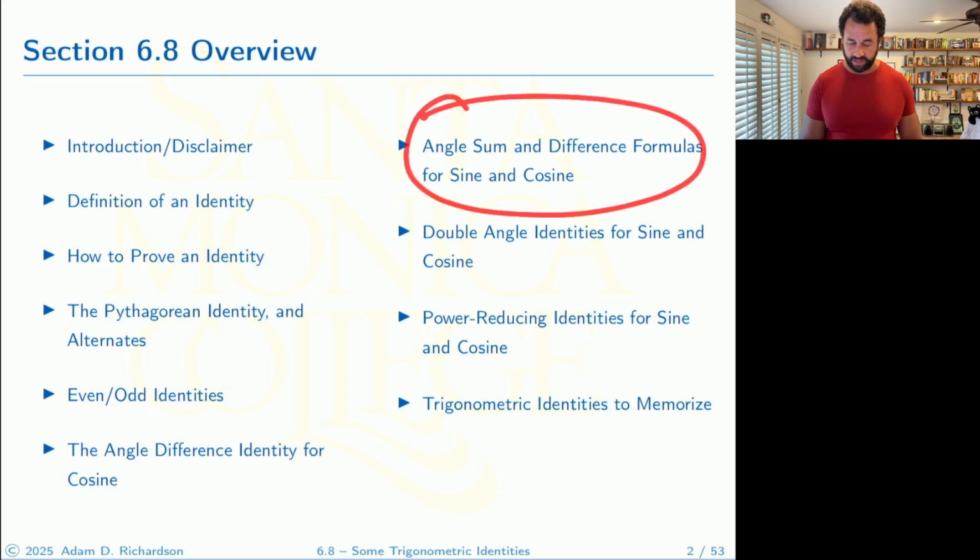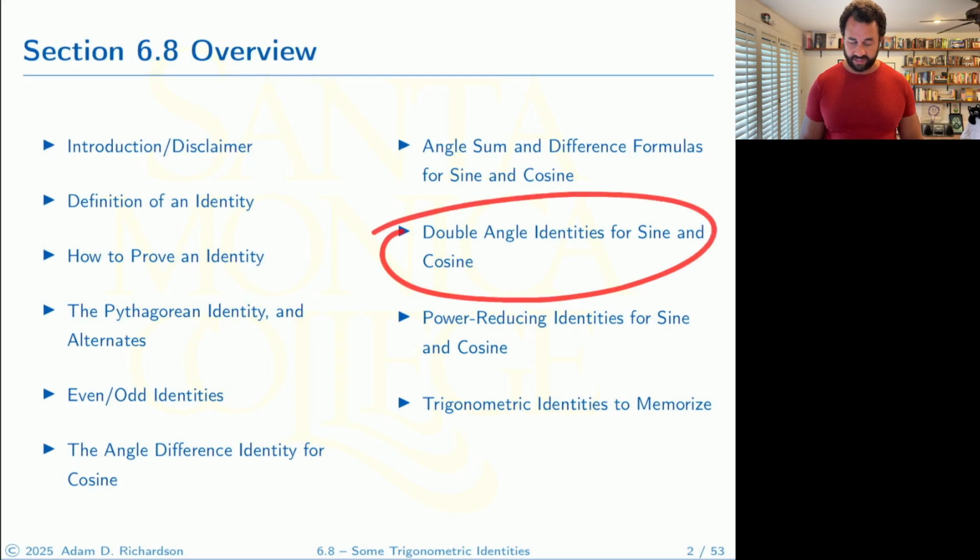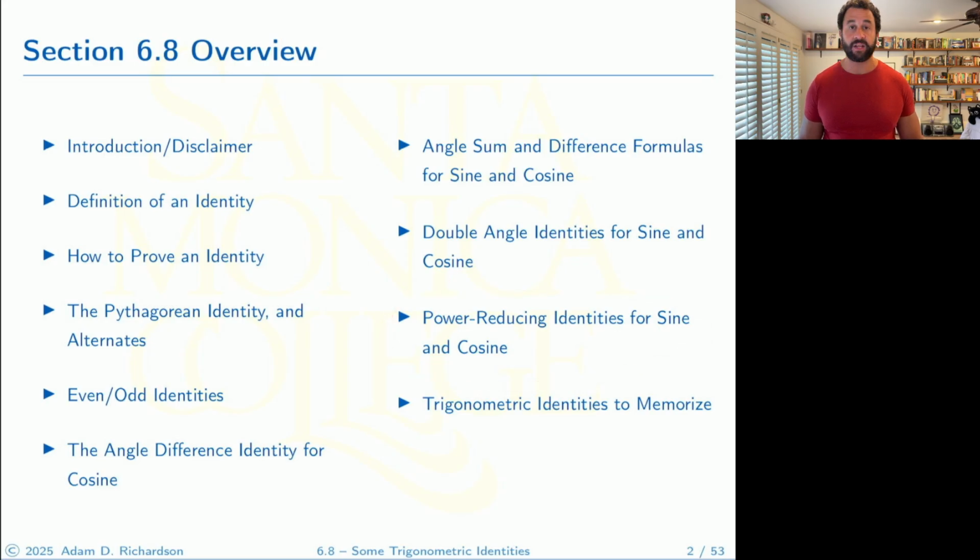So then we'll talk about the angle sum and difference formulas for sine and cosine, the double angle identities for sine and cosine, the power reducing identities for sine and cosine. And then at the very end, I've got a slide of trigonometric identities that you do have to memorize. Hopefully I can motivate your memorization of those identities when I get there, but I'll start by saying this. I tell all of my classes, at this level, like pre-calculus, calc 1, calc 2, calc 3, you've got to have these ones memorized at least, right?